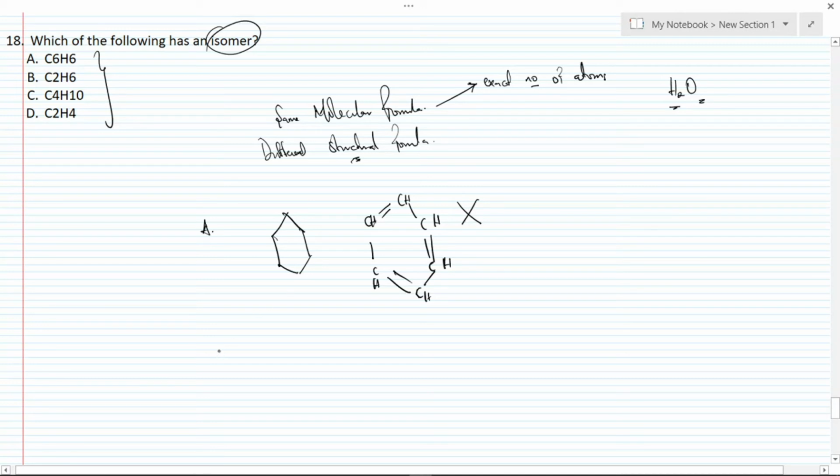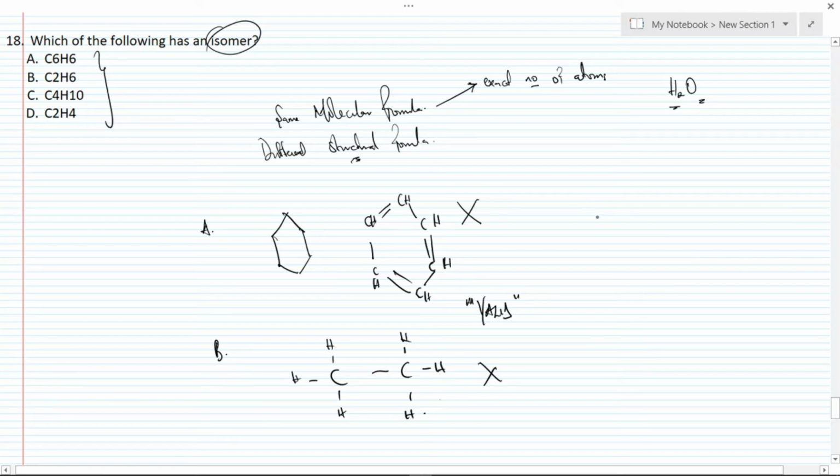Next option, B, we have C2H6. That's C2H6. This is ethane. Same thing with benzene. There's no way we can rearrange this to form another compound, another valid structure, emphasis on the word valid. So since there is no way we can form a valid structure with this, this is also not an isomer.